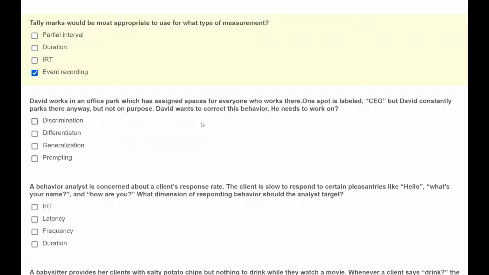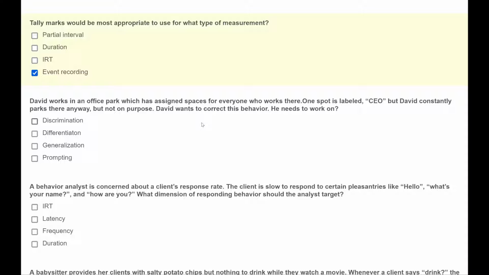You should be able to identify this as a discrimination or differentiation question almost immediately. It's not generalization. We're not generalizing this behavior to anything. It's not prompting. Yes, maybe we use prompts to teach David, but no prompting is occurring here. David's making a mistake. We want to correct it. And is David making a mistake with discrimination or differentiation?